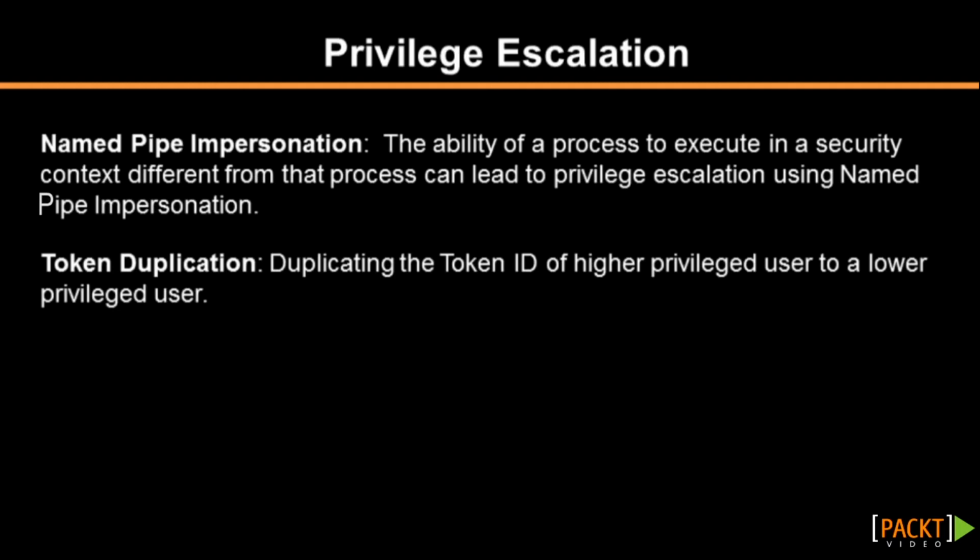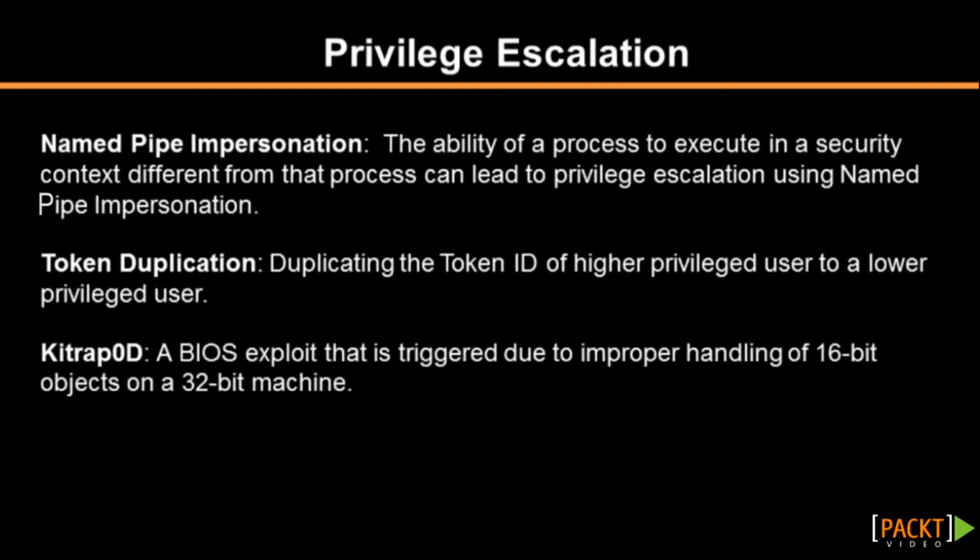The third type of privilege escalation process is the KiTrap0D exploit that exists in almost all versions of Windows. This is a BIOS exploit which is triggered when a 16-bit application is opened on a 32-bit or 64-bit Windows architecture. So, this was a brief idea of different privilege escalation techniques that Meterpreter implements.